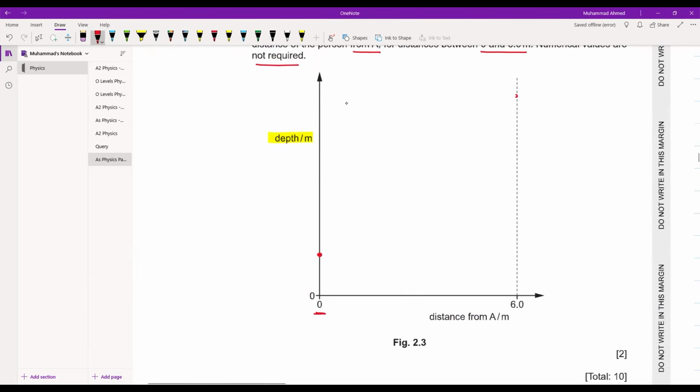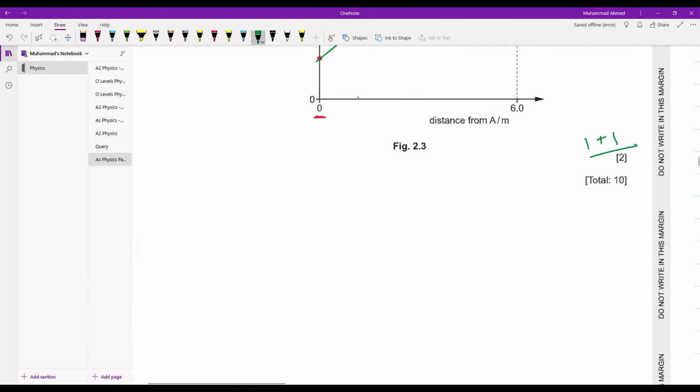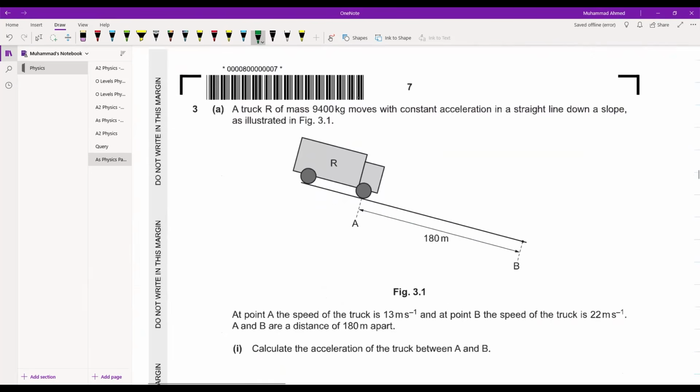So at the maximum distance, the depth will be greater. You will draw a line like this, increasing like this. Simple, nothing complicated. Here you will get 1 mark if you start from a positive y-intercept and 1 mark if you draw an upward sloping line. Let's further move ahead.